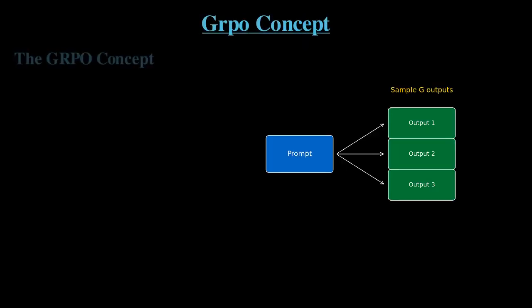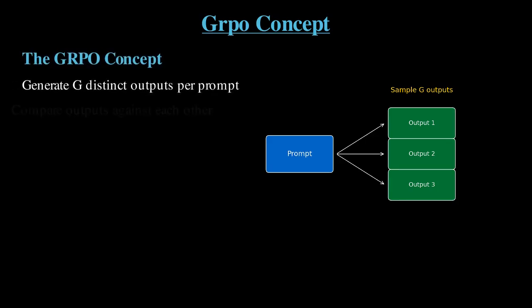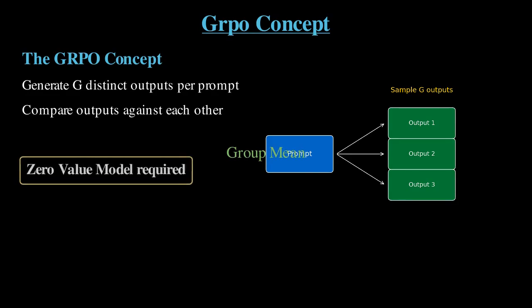GRPO shifts the paradigm by asking, what if we don't need a parameterized baseline at all? Instead of using a massive, separate critic network to predict a baseline value, GRPO evaluates an action relative to a group of peer actions. For a given prompt, the policy generates a group of G different outputs. We then compute the rewards for all G outputs. The baseline simply becomes the statistical mean of this specific group. This profound mathematical shift completely eliminates the value model.